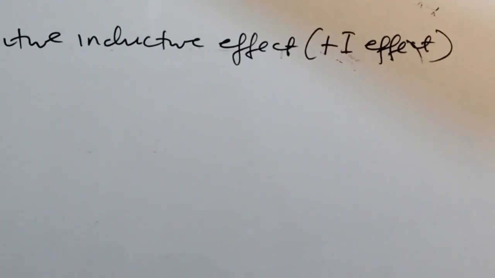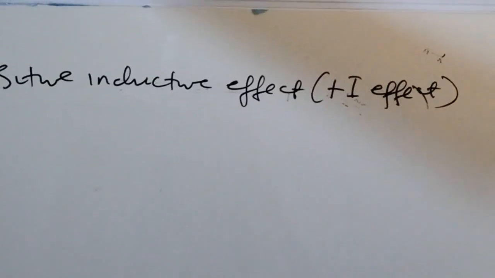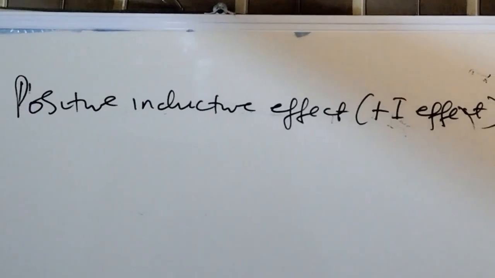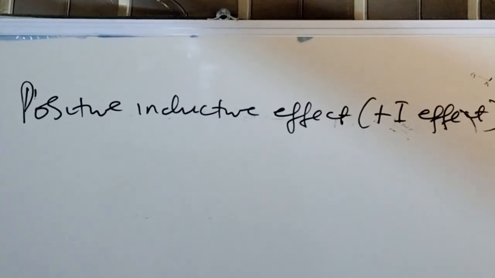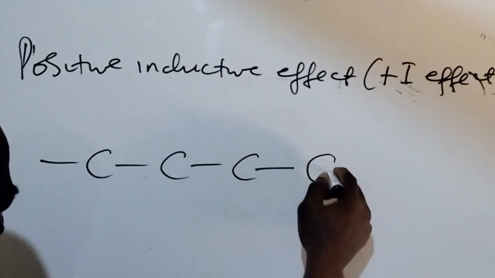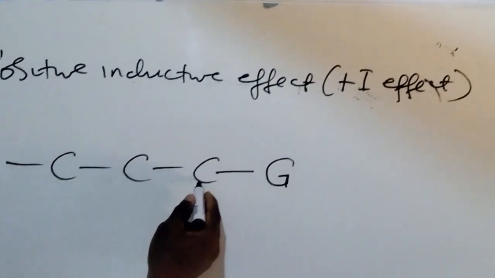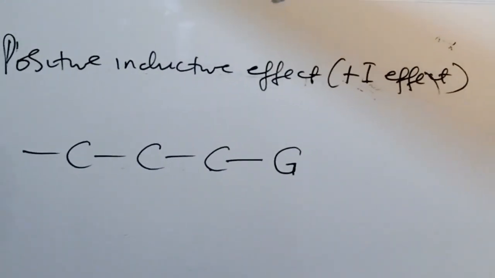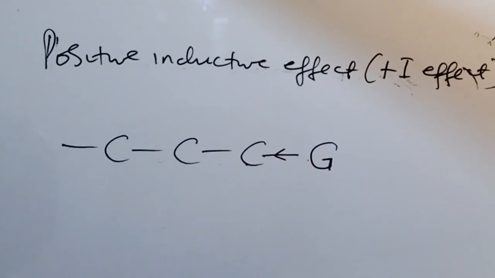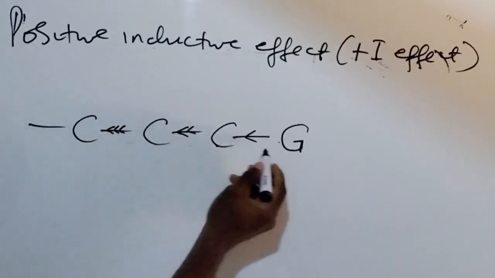Can we have a positive inductive effect? Yes, we can. This occurs when an atom or group tends to donate electrons to the adjacent atom. For instance, let's look at this carbon chain, and let's have a group, call it G, attached to that end. If carbon is more electronegative than G, what then happens? The carbon will pull the electron away from G, so you see the arrow going this way. The carbon atom pulls the electron away from G.